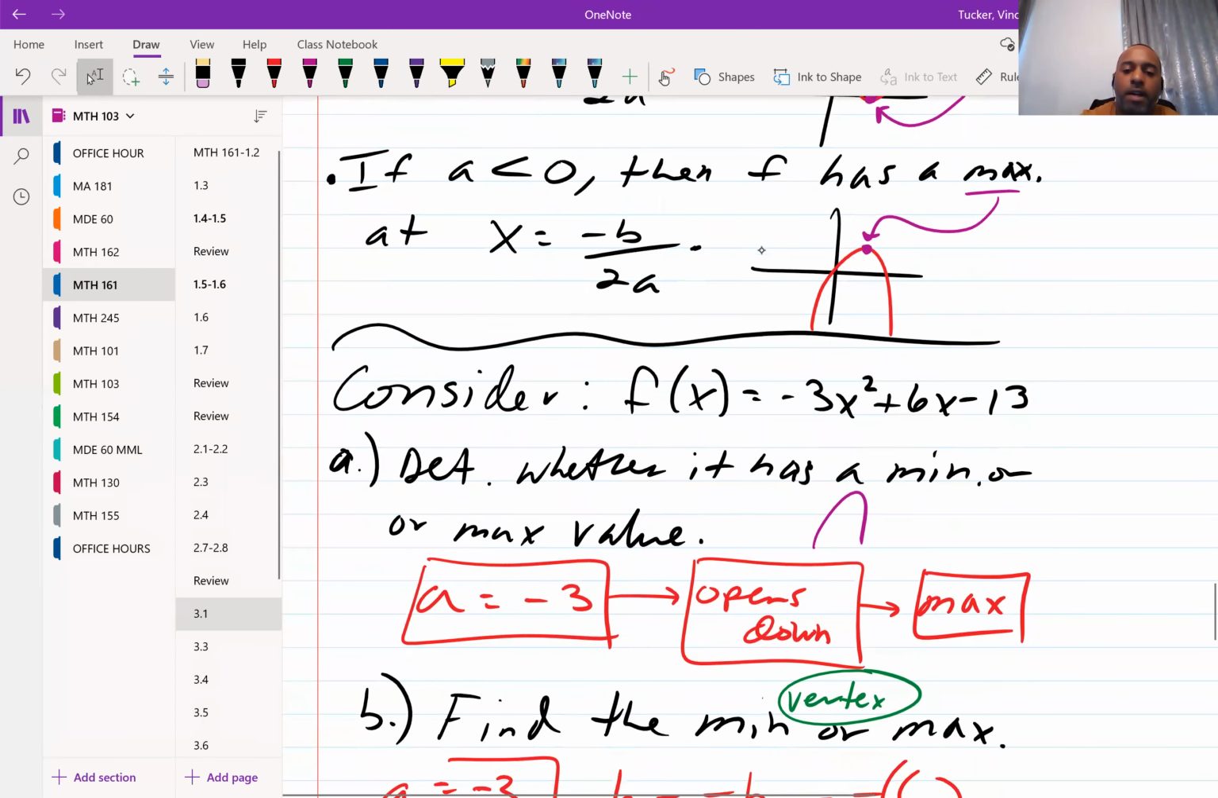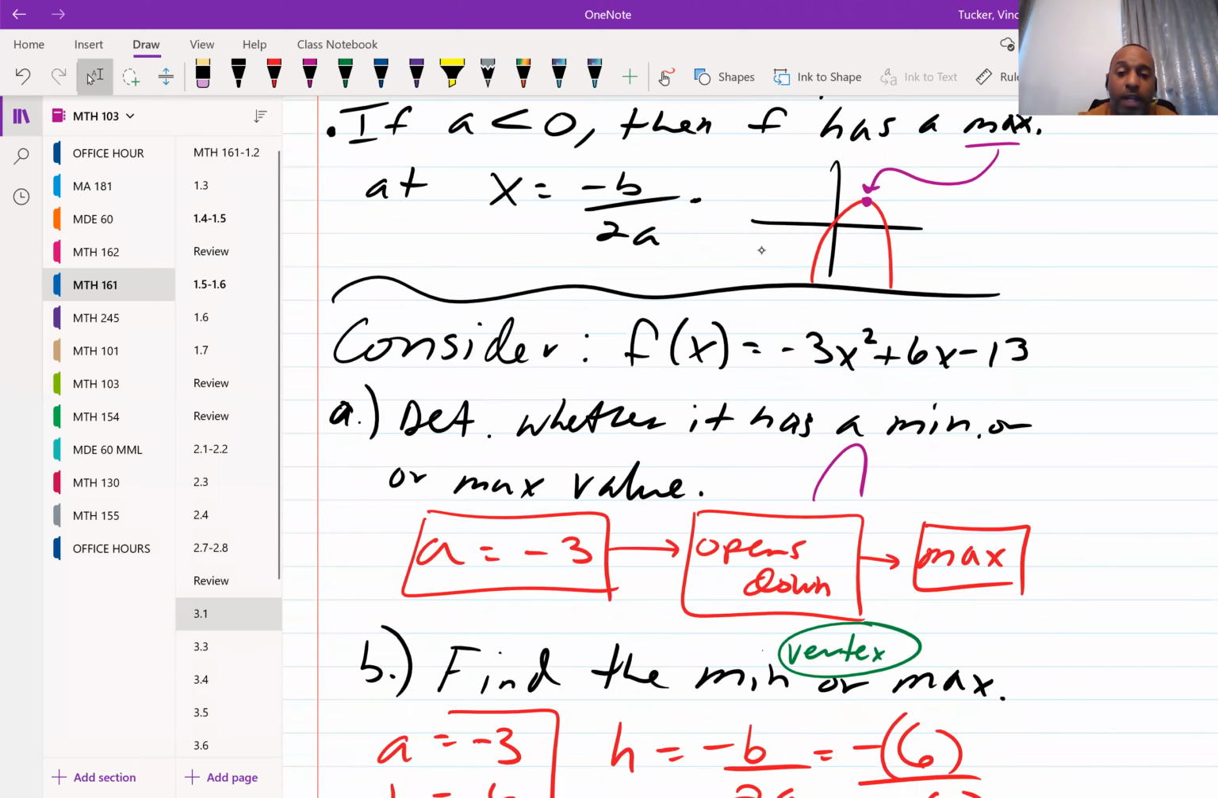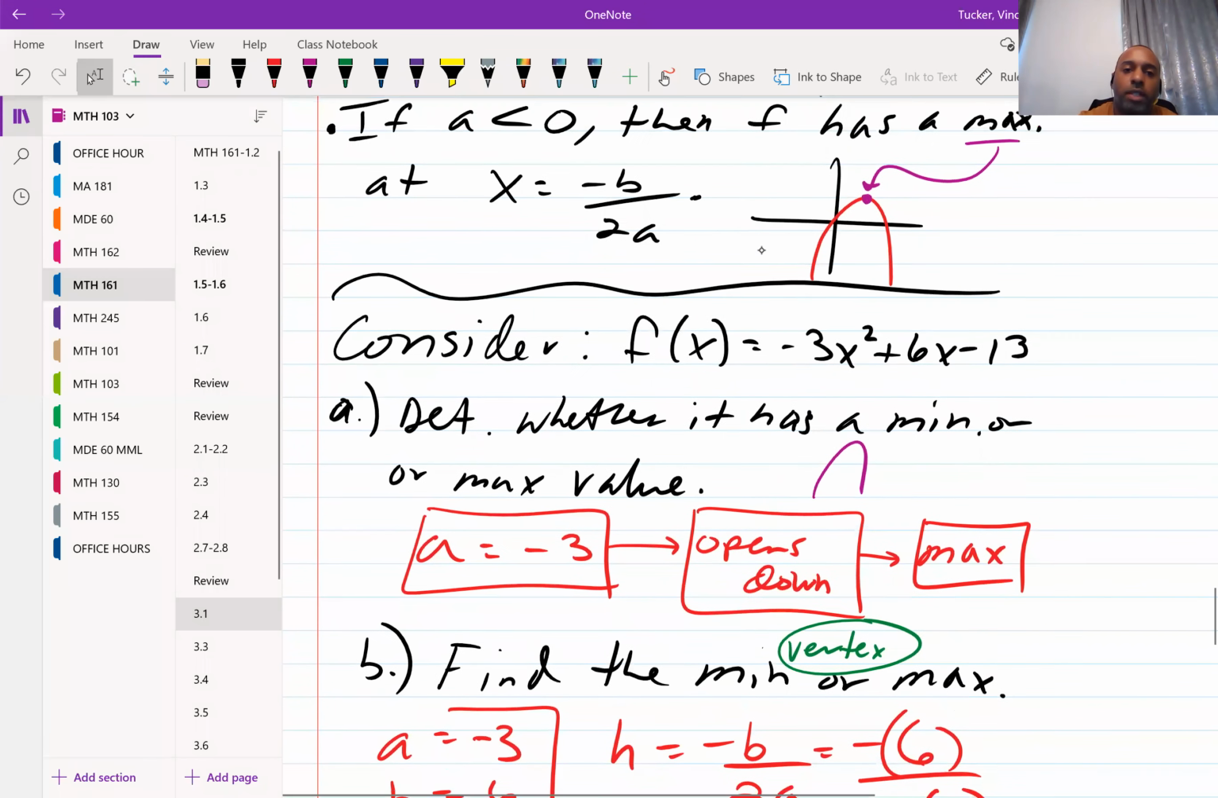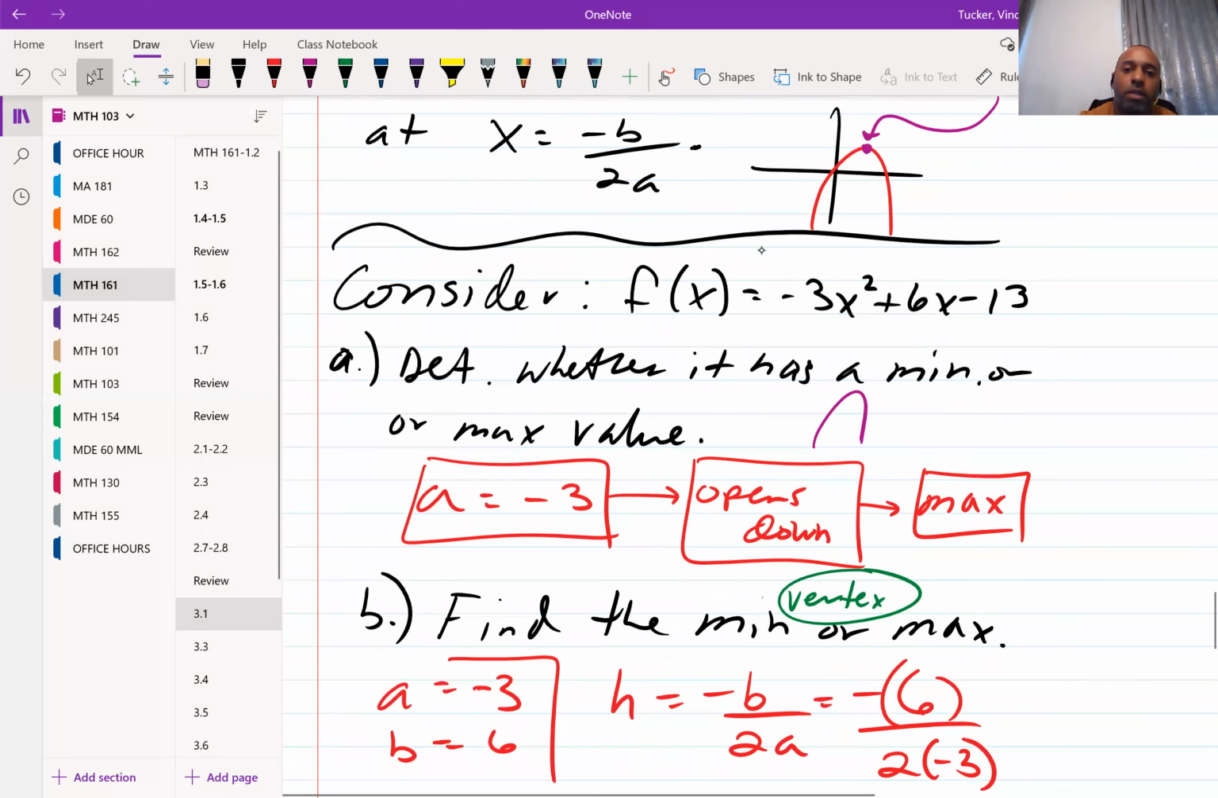B asks us to find the vertex. So when it says find the minimum or the maximum, they're talking about the vertex. So find the vertex. Everyone still holding on to that last statement? We okay?